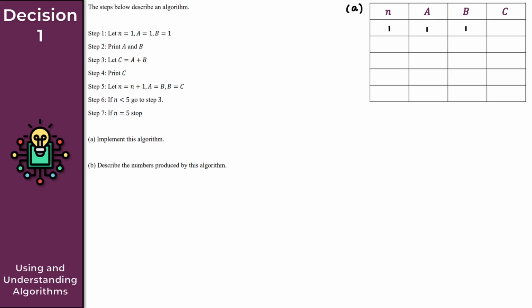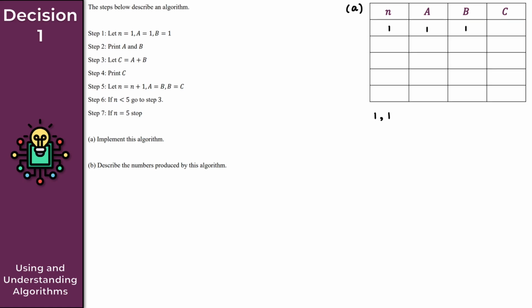Sometimes with your trace table, you will have a print column. For this example here, we don't. So in that case, you just write it underneath the trace table. Print a and b just means write down the value of a and b. So underneath my trace table, I've got a and b. a is 1 and b is also 1. So we get 1, 1 like that. And that's it. Step 2 complete.